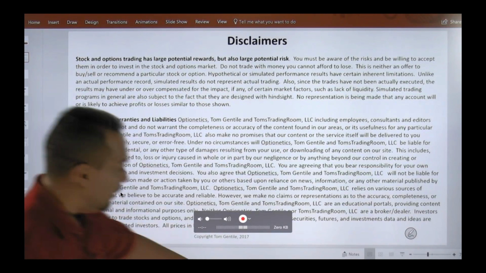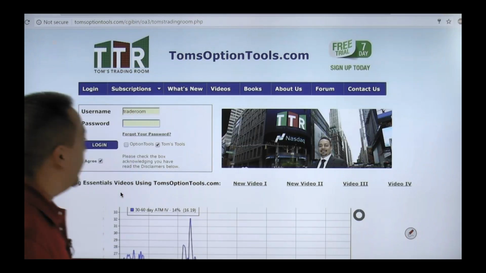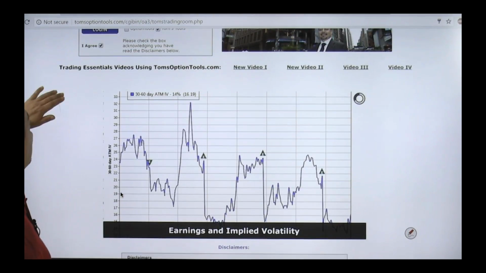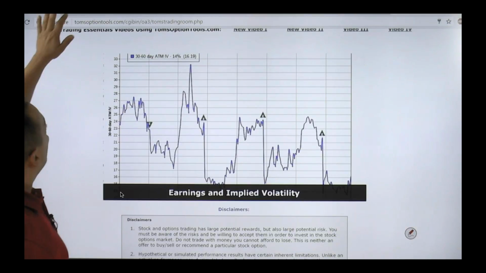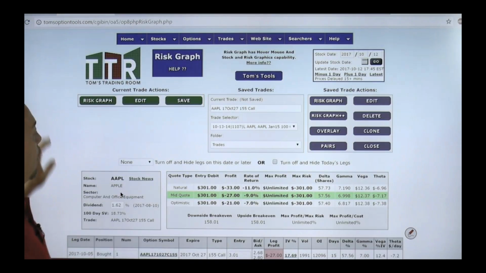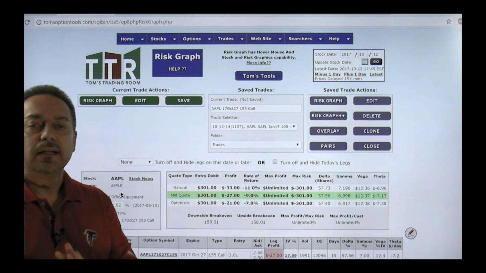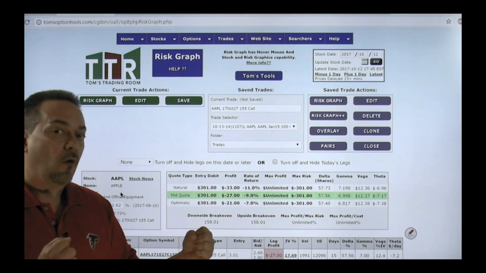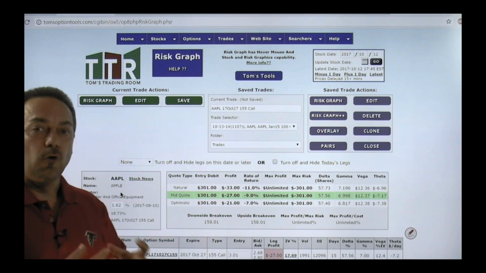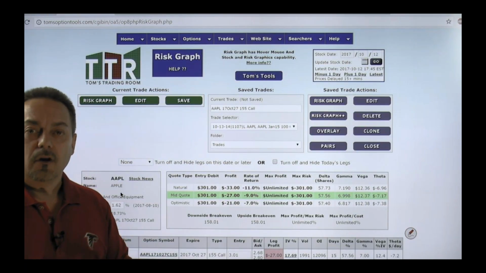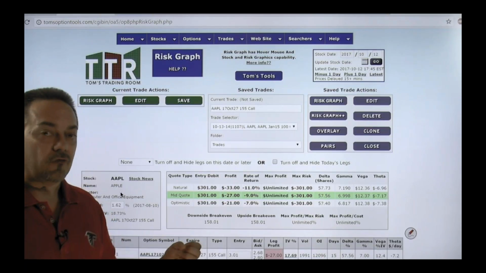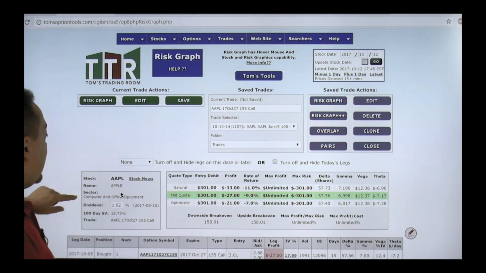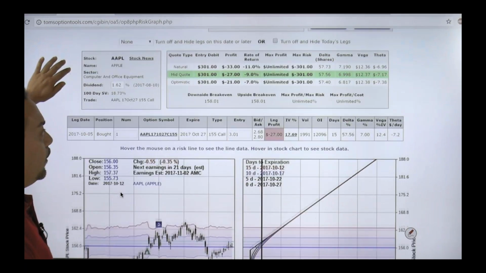What we're going to do here is pop on into our tools. We're at tomsoptiontools.com, and once you log in, I want to show you what we've been doing. So calls. Let's talk about call options for a moment. A call gives you the right to buy. To buy what? To buy a certain number of shares of an asset between now and its expiration date. We pay a premium for that, at a set strike price. And we did that in week 1 with Apple.